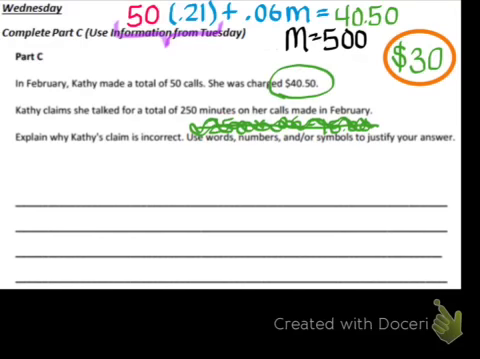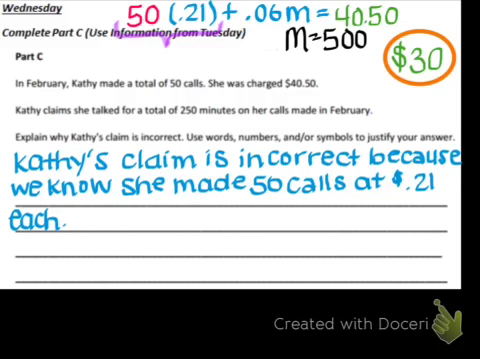So we need to come up with a way to write this in words, numbers, and or symbols. So my first statement is going to kind of reiterate what the question is asking. So they're asking us to explain why Kathy's claim is incorrect. So I started my sentence with Kathy's claim is incorrect because, and then I started with our first piece of reasoning, which was we know that she made 50 phone calls and that each phone call was 21 cents. So that's going to give us a total of $10.50 just to begin with.